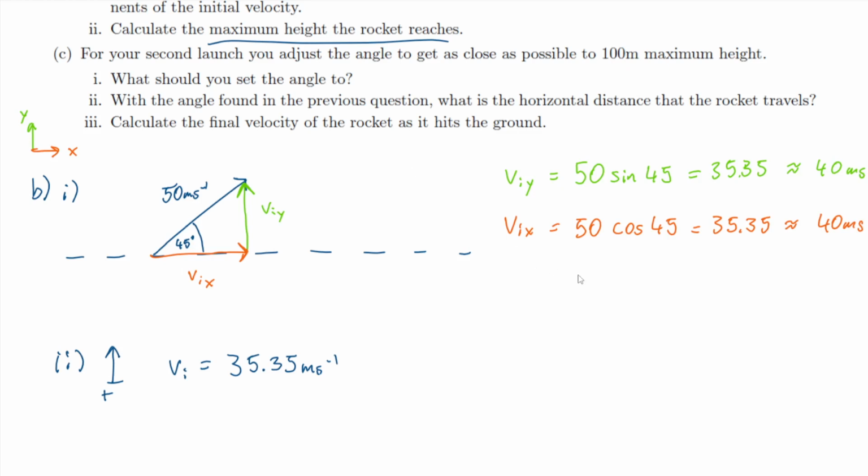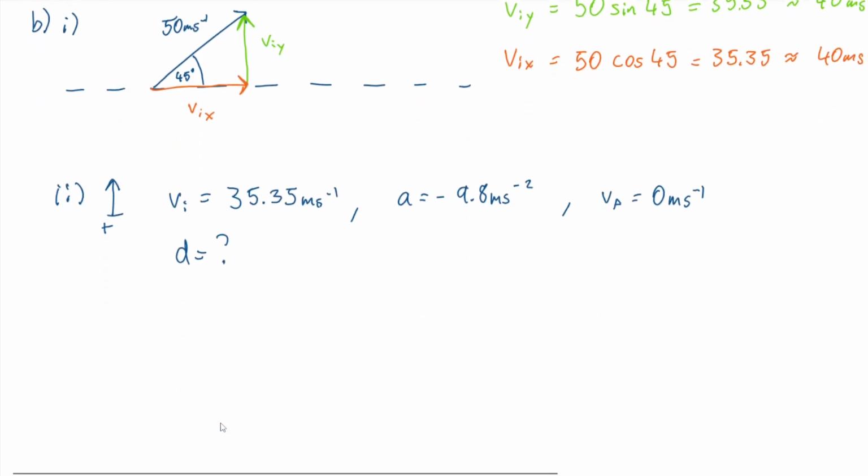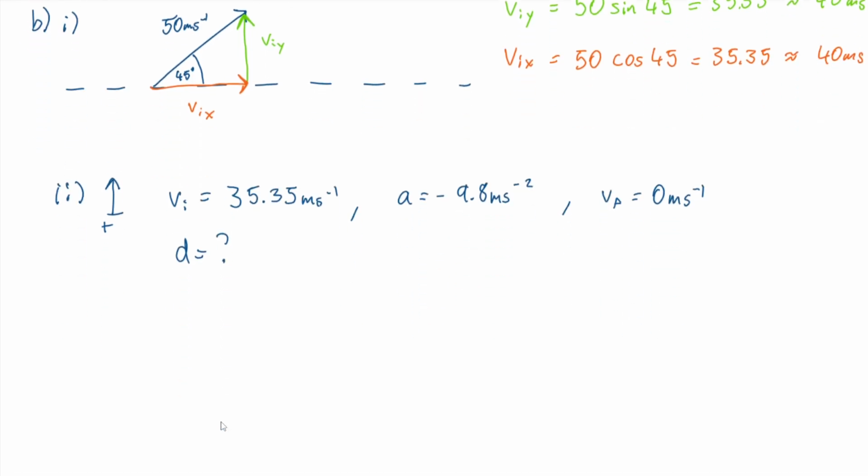What else do we know in the vertical direction? We know acceleration due to gravity is down, so it's negative 9.8. If we're looking for the maximum height, that's a special case where that velocity is actually 0. And we're looking for the distance. So we have 3 knowns, 1 unknown, which means we can solve. So let's pick our kinematics equation. Which one should we use? Vf squared equals Vi squared plus 2AD.